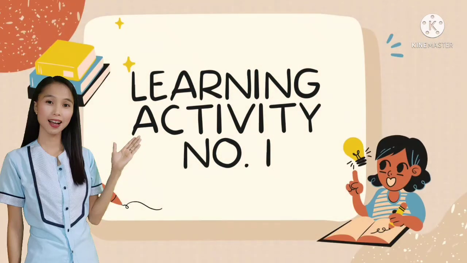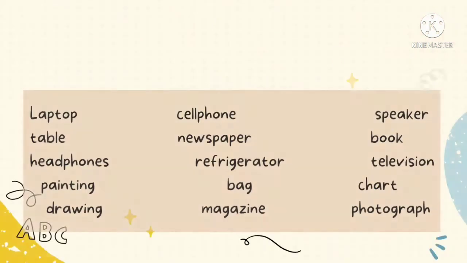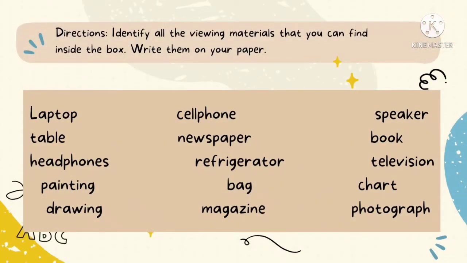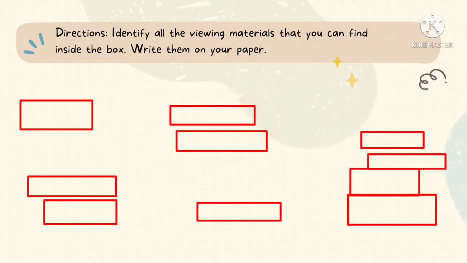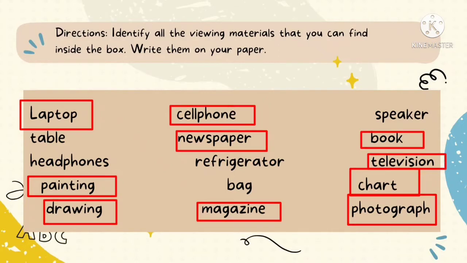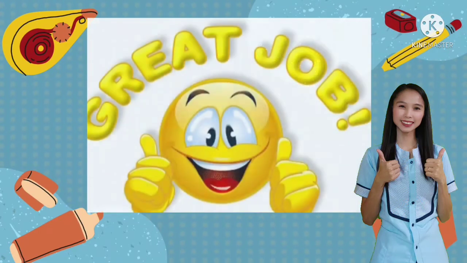Can you identify now the different types of viewing materials? Now, it's time for an activity. Learning activity number 1. Directions: identify all the viewing materials that you can find inside the box. Write them on your paper. These are the correct answers. Do you get a perfect score? Great job!